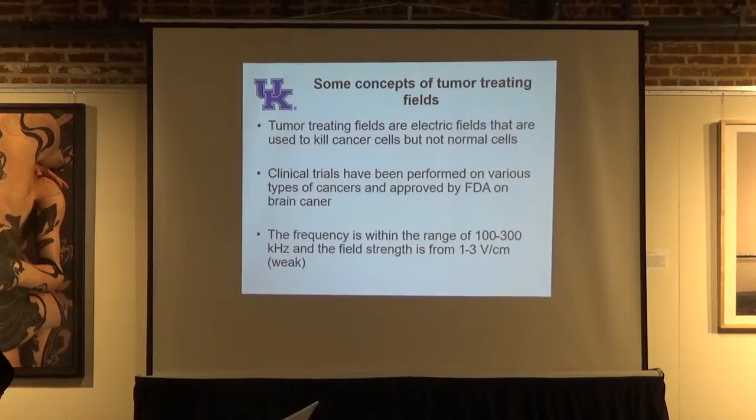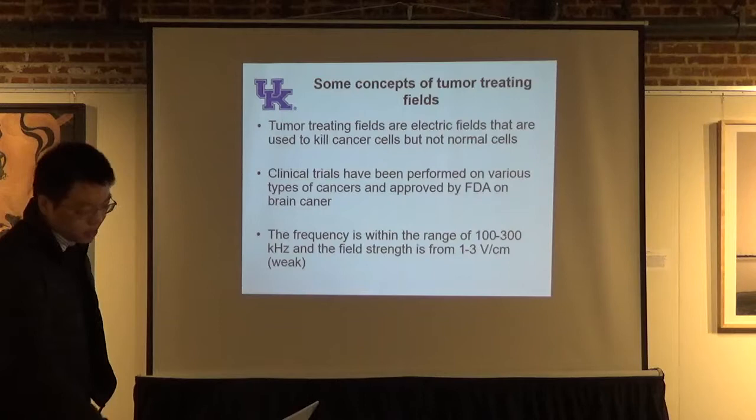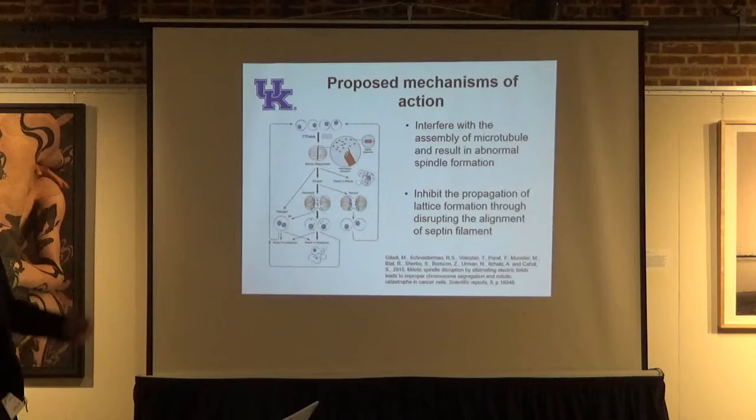And pretty interesting is that it has been approved by the FDA for brain cancer. The frequency of this electric field is within the range of 100 to 300 kHz, and the field strength is about 1 to 3 volts per centimeter, which is actually very weak, so to say. Currently there are two main proposed mechanisms of action.